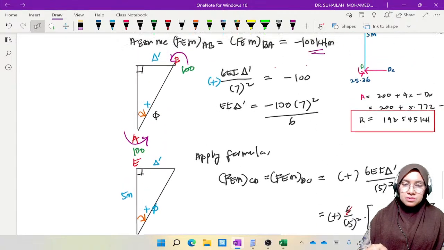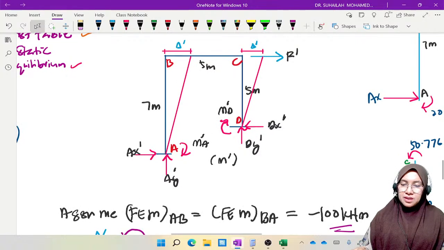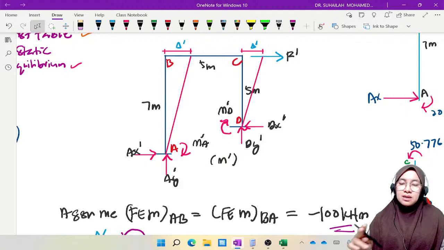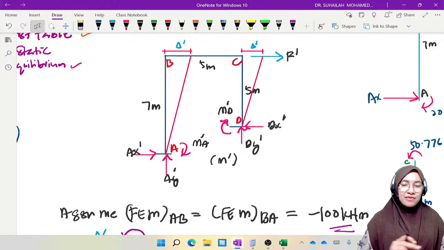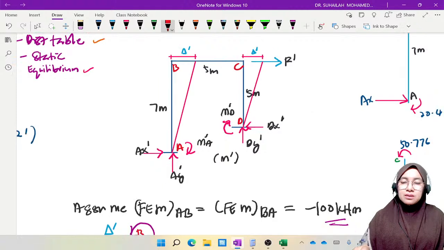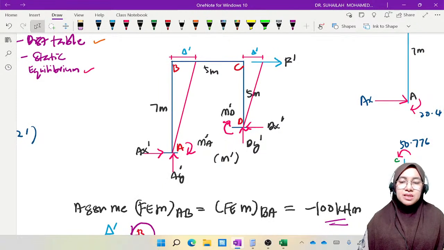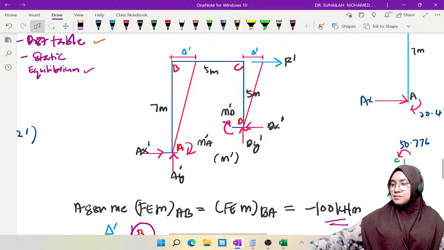Okay, this one. This is actually the free body diagram. So now we know the M value. I just need to copy this again.